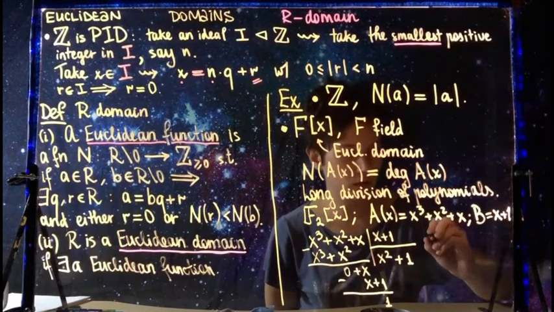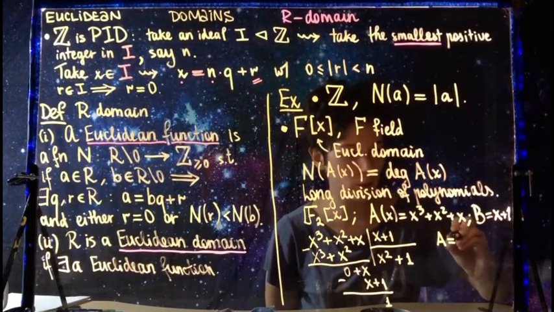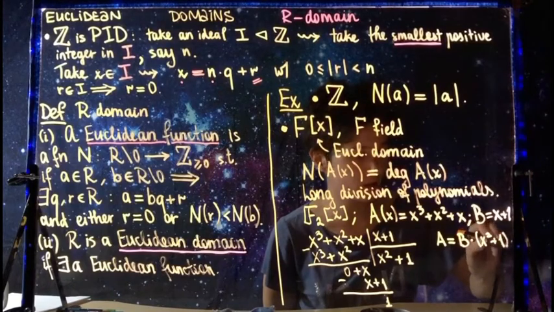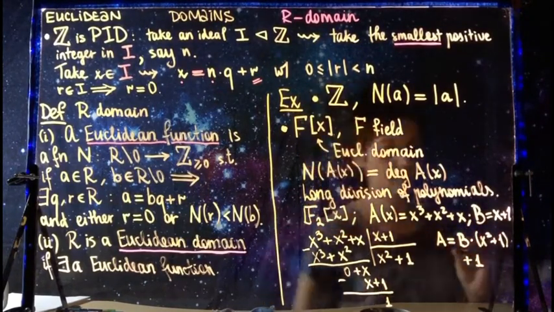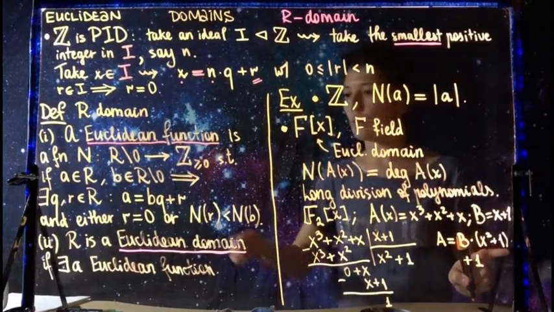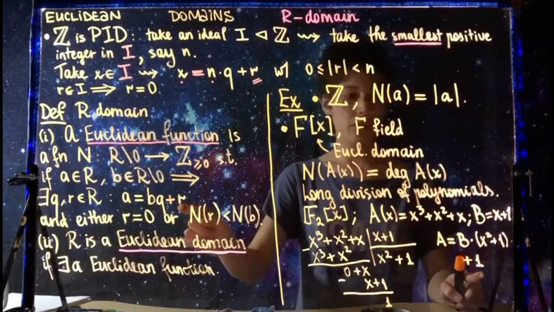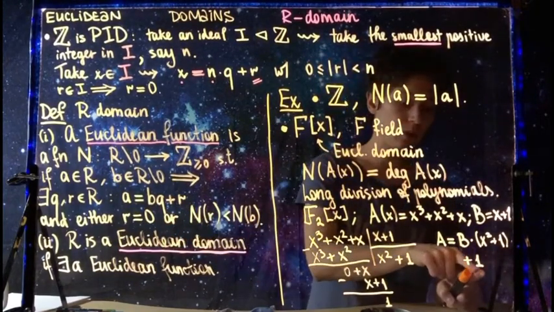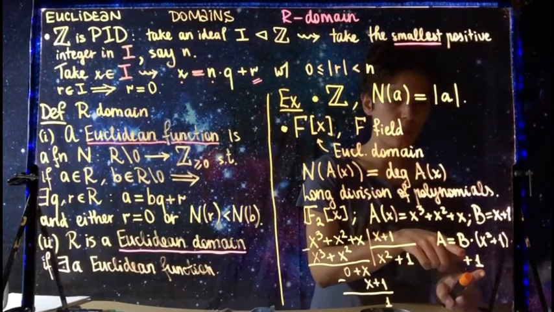And so A(x) is equal to B times x squared plus 1 with the remainder 1. So in this case, Q is equal to x squared plus 1, and R is equal to 1, and the degree of R, which is 0, is smaller than the degree of B, which is 1.